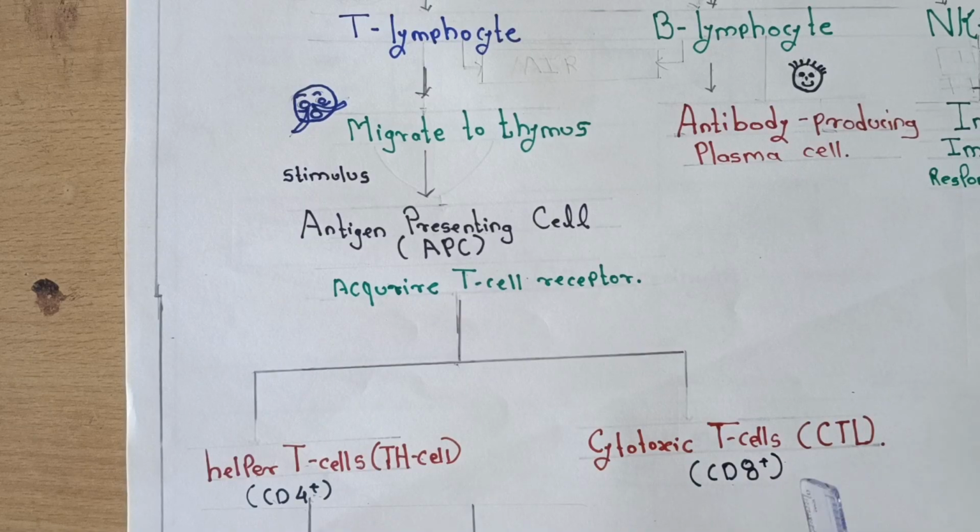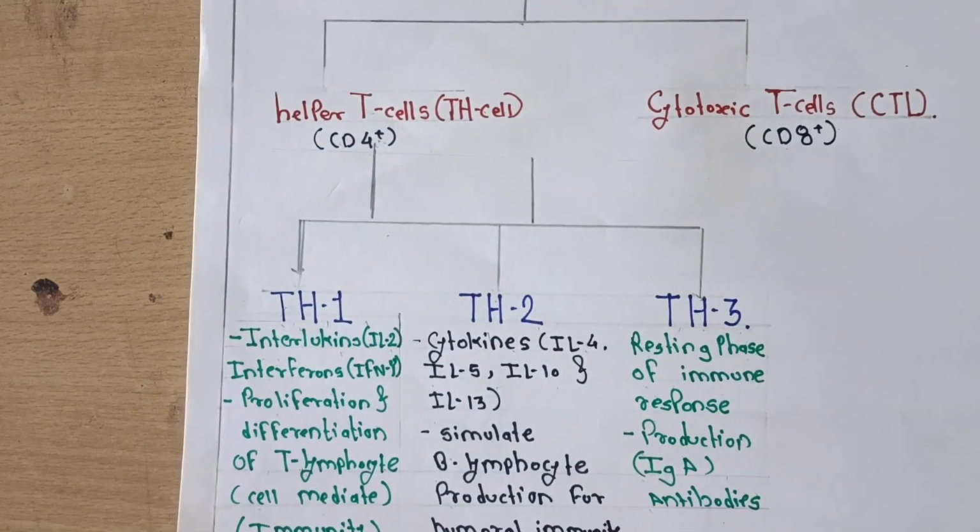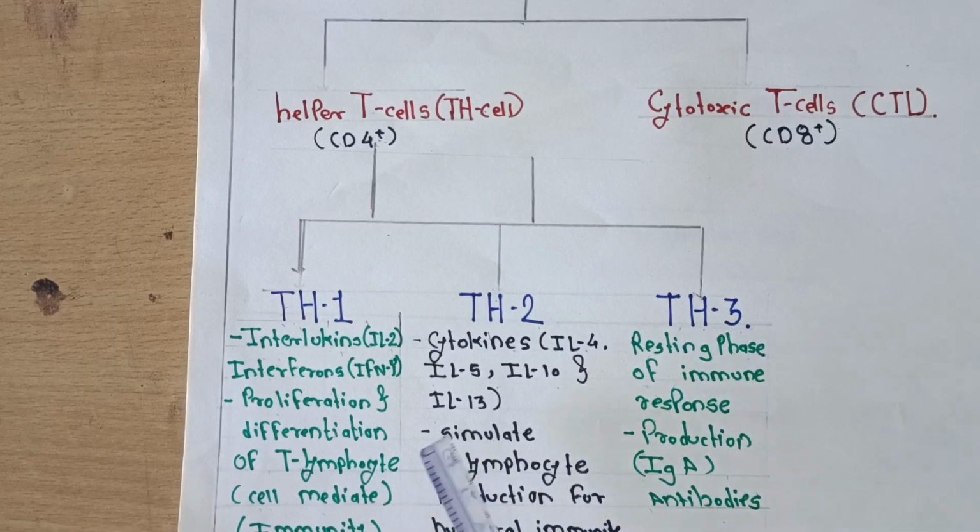Now the helper T cell is again differentiated into three types, which are helper T cell 1, helper T cell 2, and helper T cell 3. The helper T cell 1 is responsible for the interleukin and interferon production, and also the proliferation and differentiation of the T lymphocytes, which act in cell mediated immunity.